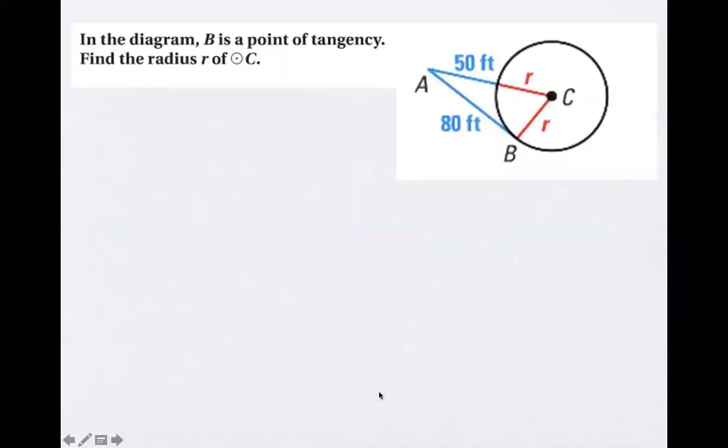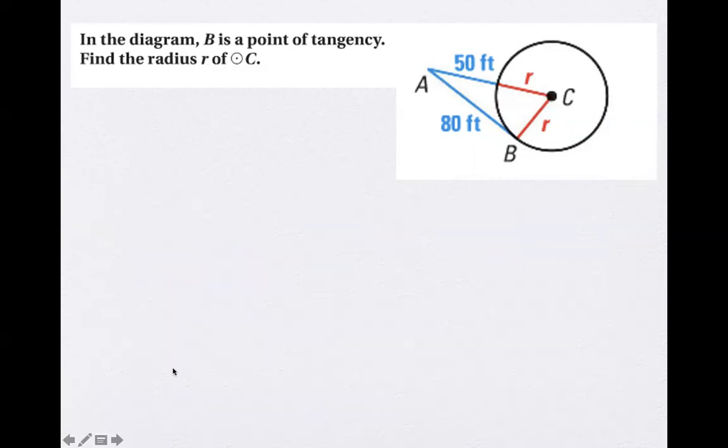So this would be a more challenging problem involving the same idea, okay? They're asking, in the diagram, point B is a point of tangency. So that means this line AB is tangent to the circle. So it is a right angle here because they declared it a point of tangency. Find the radius R. Okay, so I'm going to go ahead and jump into this one because this one's a little more complex. There are examples later that you can pause and try on your own first, okay?